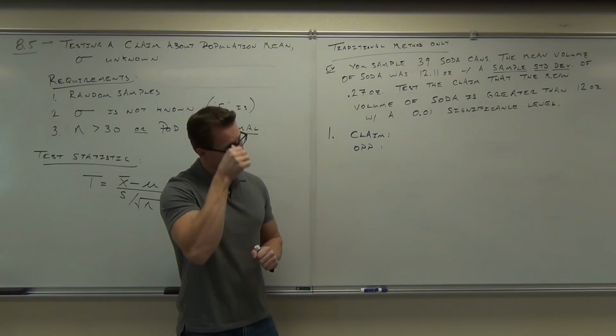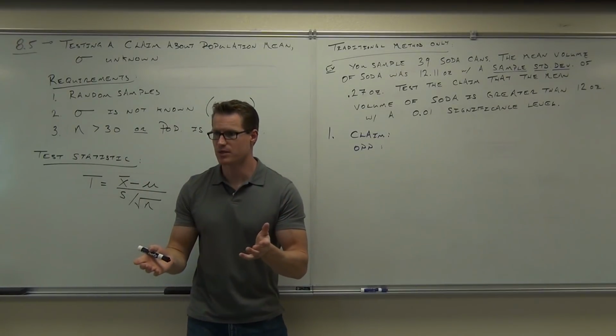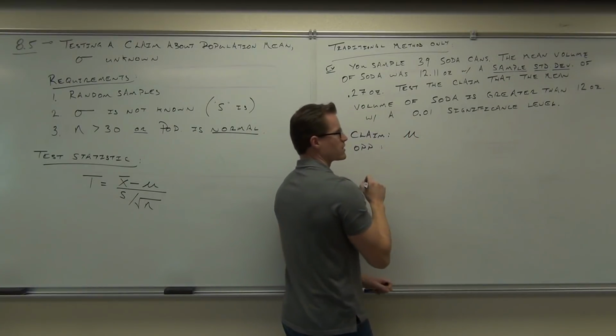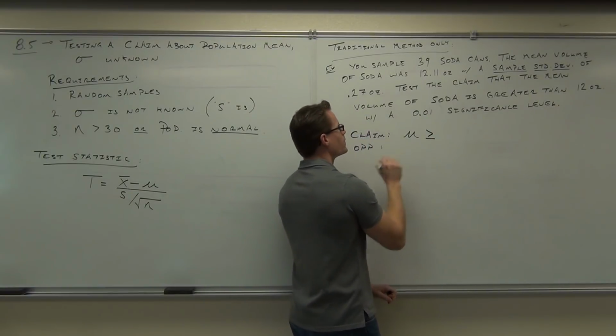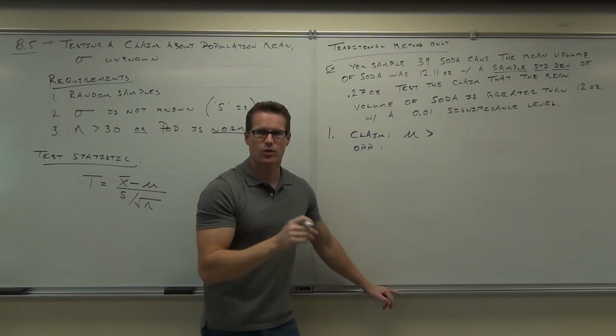What's our claim? Mu is greater than 12. Definitely mu, not p, right? I'm not talking about proportion, definitely mu. Greater than is this one or this one? Which one? That or that? That. That's greater than. So the equal, that's important, right?